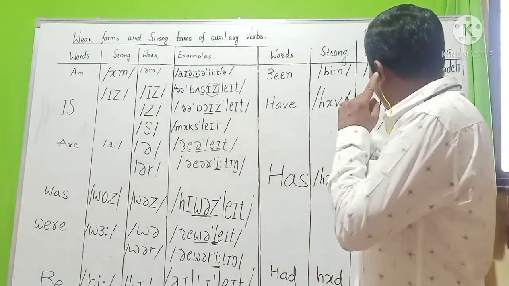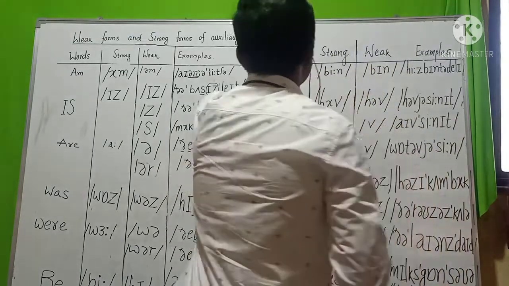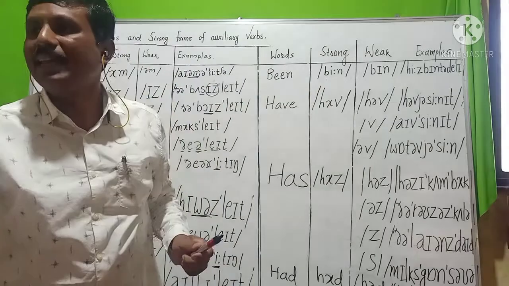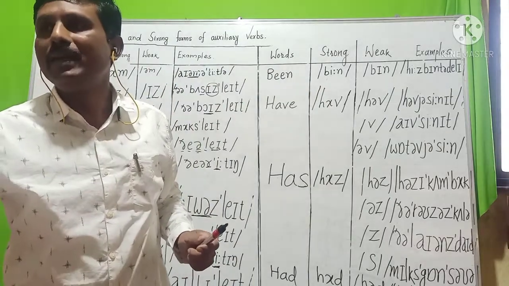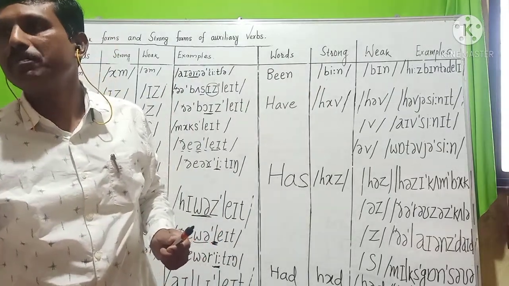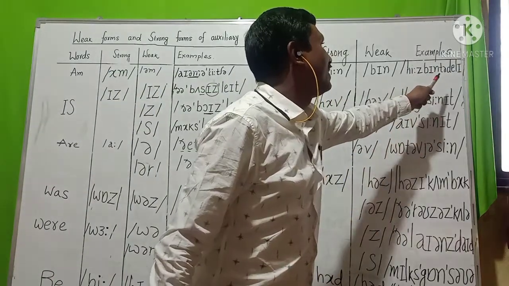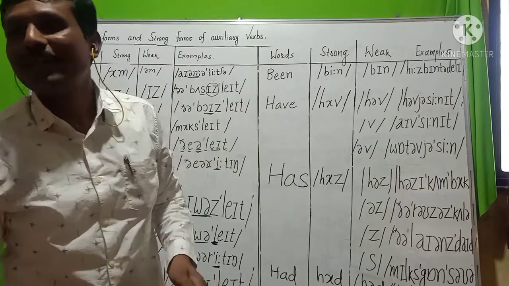Now, come to this side. It's been. This is the strong form when you pronounce the E long. Been. And the short form is bin. See the example? He's been. Can you read that?